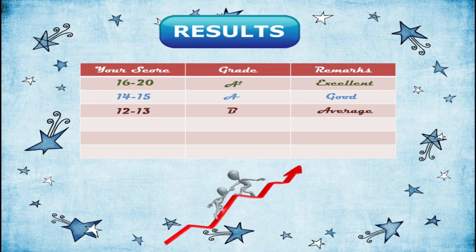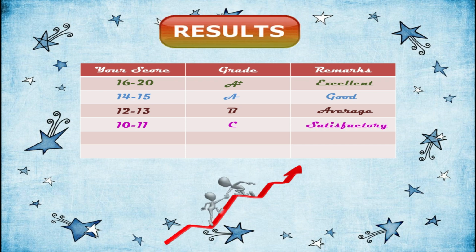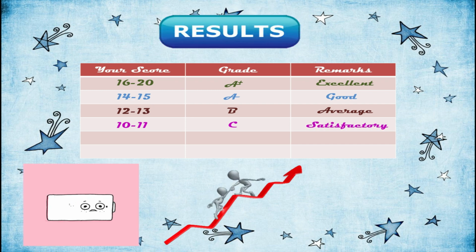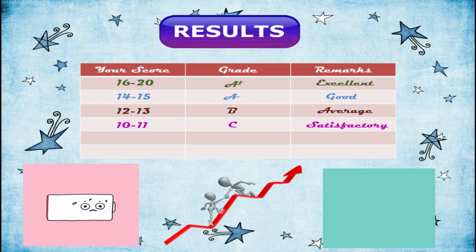If your score is either 10 or 11, you got C grade and this is a satisfactory result. You are at the bottom line. If you will not work hard, you can fail. So start working from today.